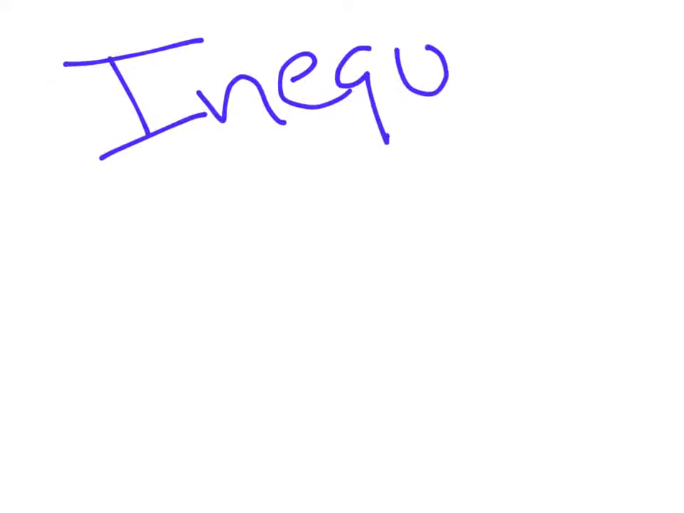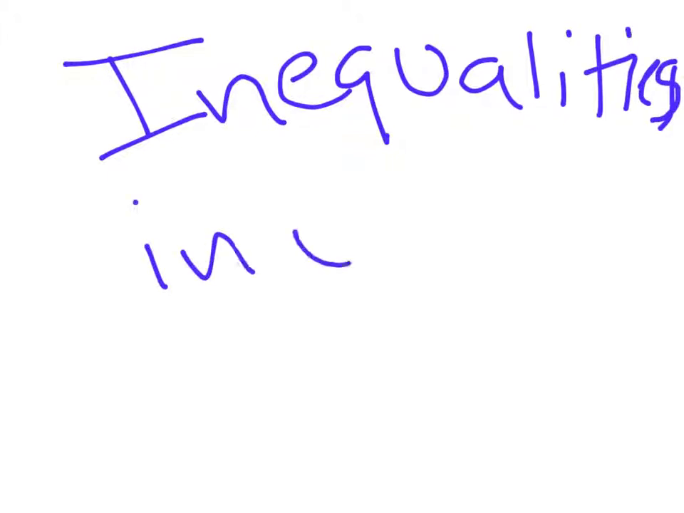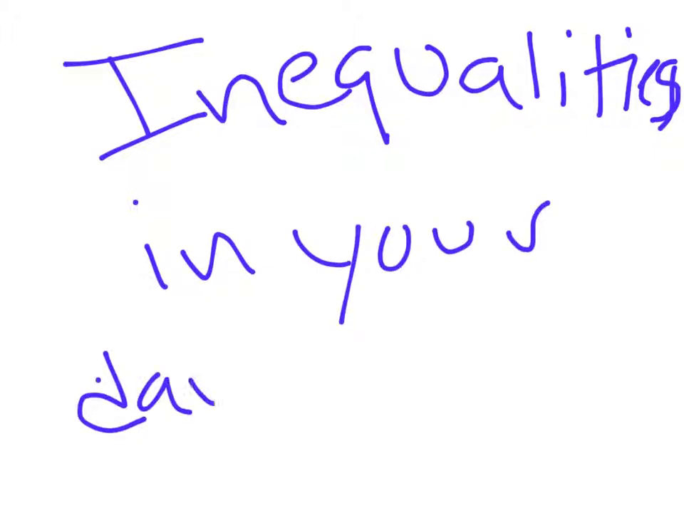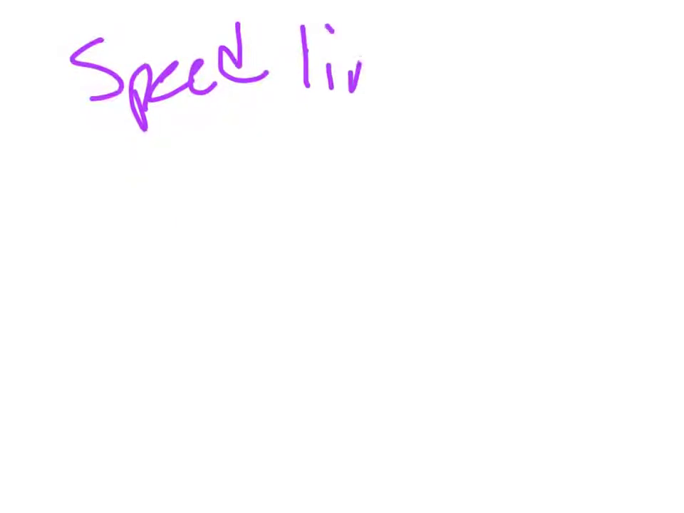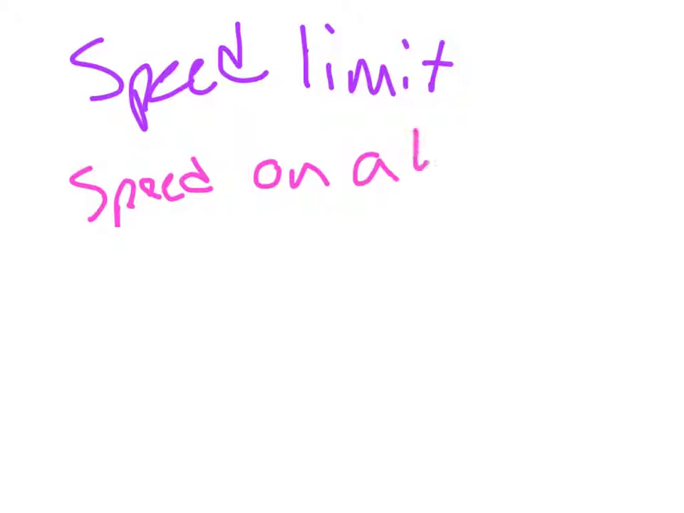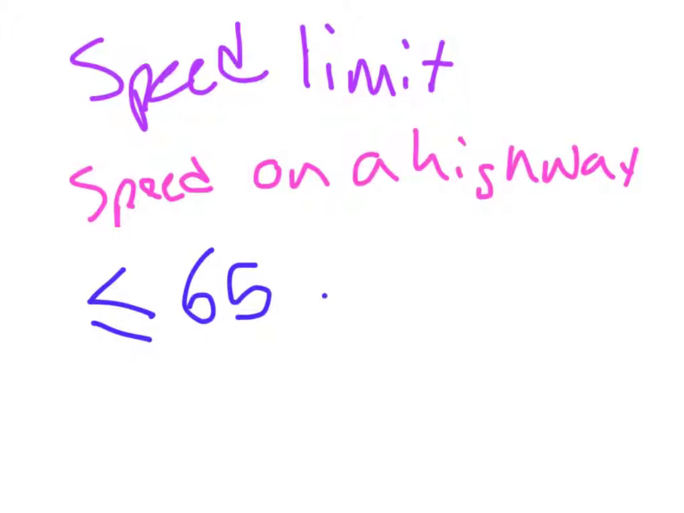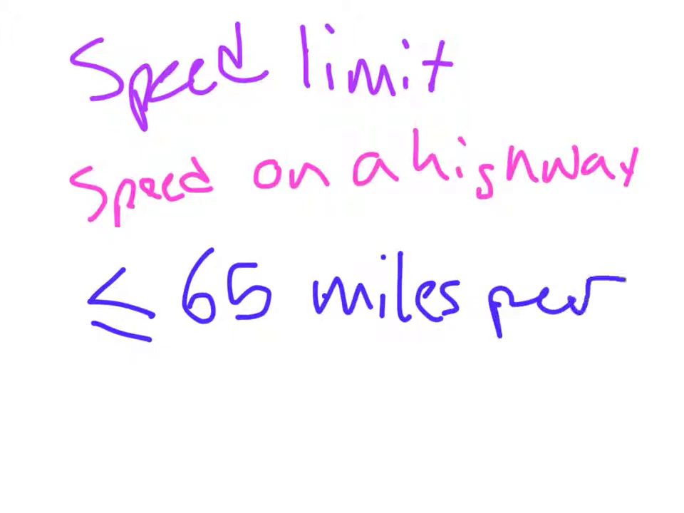Inequalities in your daily life. So one of the examples of inequalities in your daily life is speed limit, where the legal speed on a highway is less than or equal to 65 miles per hour.